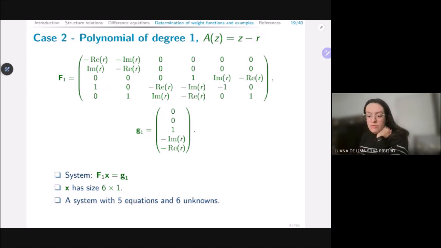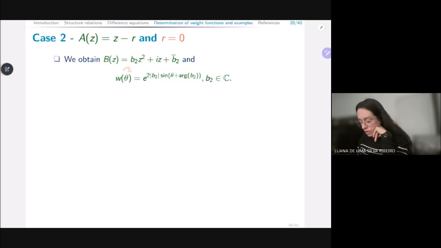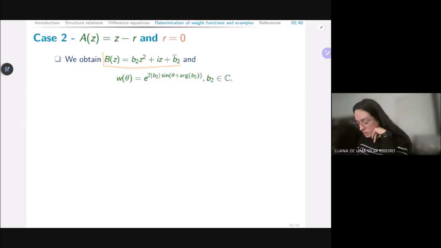So we need to divide our analysis. For example, when R is equal to 0, this part vanishes, this part vanishes. So these two lines of the system don't add any condition. That's why we need to divide our analysis. So the first analysis is when R is equal to 0. Then we find the conditions for the coefficients B, and we find that B(z) must be in this way.